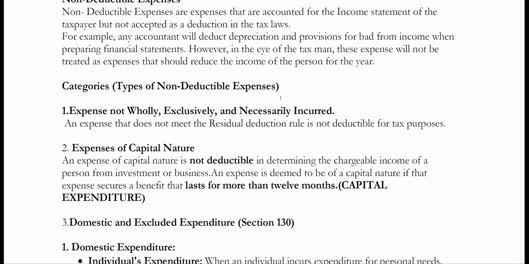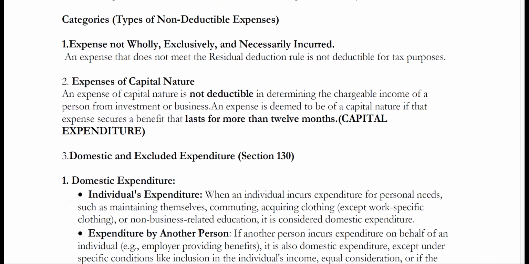So what are the categories or types of non-deductible expenses we may have? One, expenses which are not wholly, exclusively, and necessarily incurred should not be allowed. So an expense that does not meet the residual deduction rule is not deductible for tax purposes. Do you understand? We talked about the residual deduction rule. So we can explain it in simple terms. When we say an expense should be wholly, exclusively, and necessarily incurred, what does it mean?